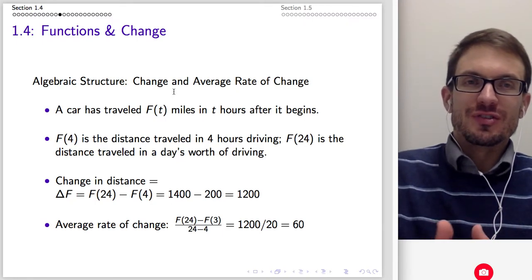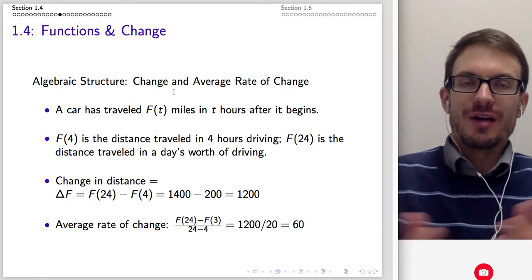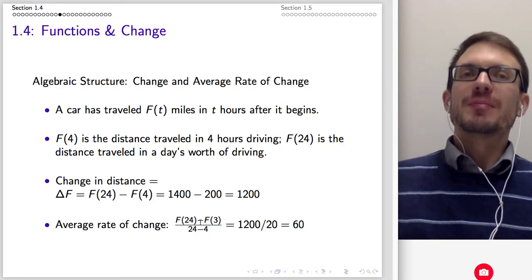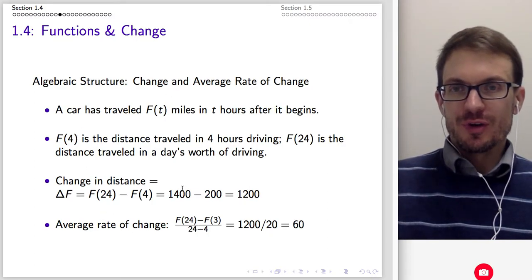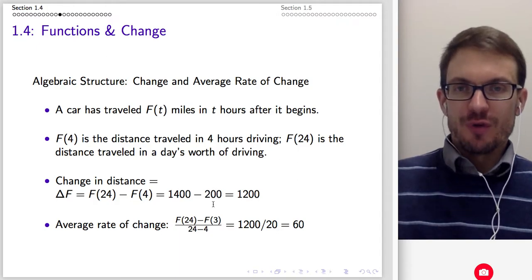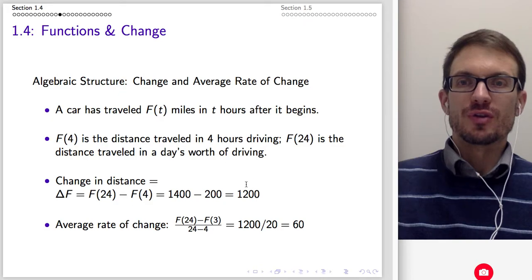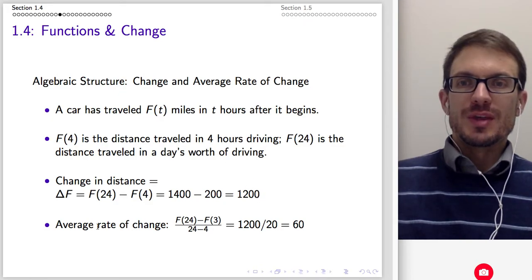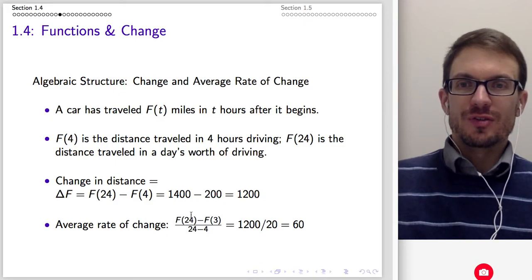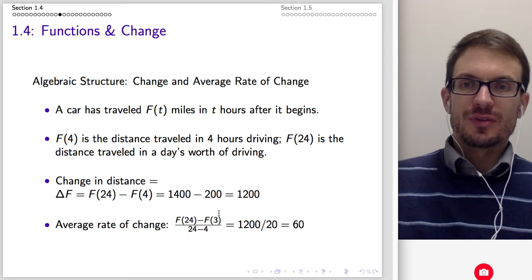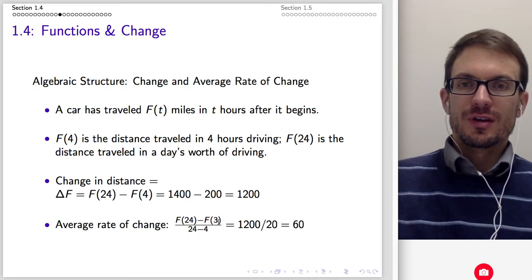What's the change in the distance over that time? Well, it would be whatever is your f of 24 minus whatever is your f of 4. I'm just going to say hypothetically, f of 24 was 1,400, f of 4 was 200, then 1,200 would be the amount we've driven in those 20 hours. What would be the average rate of change? Well, this would be our output f of 24, minus our output f of 4. I should have had f of 4 here. That's another typo there.